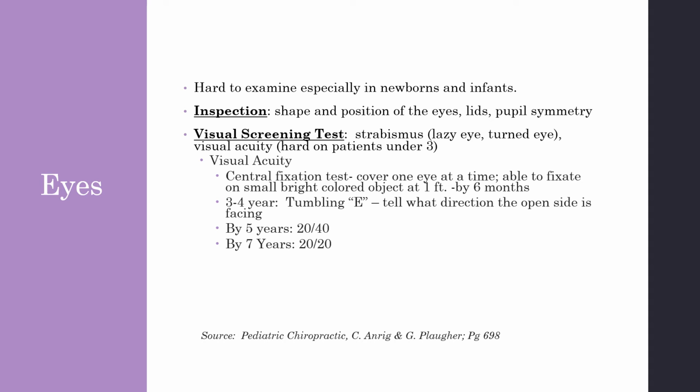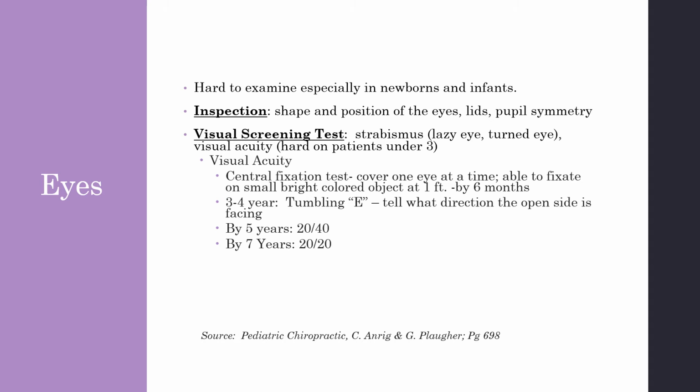Now, if there was some kind of abnormality, what you will see is that the baby will try to move your covering hand away from their good eye to be able to see it, or they're just not going to look at the object. So those would be some things to look at when you're evaluating a young infant.